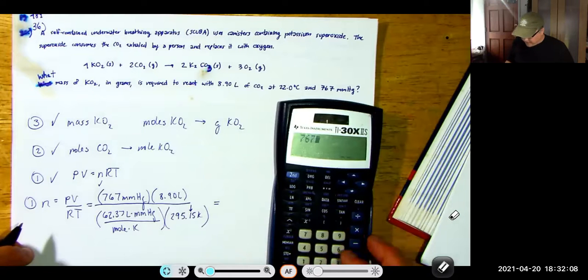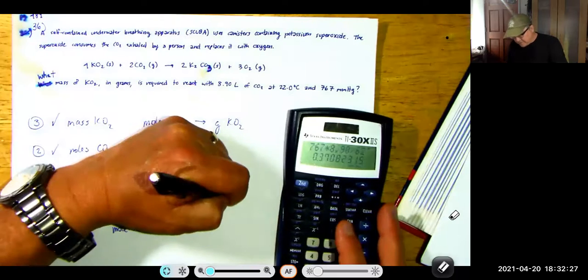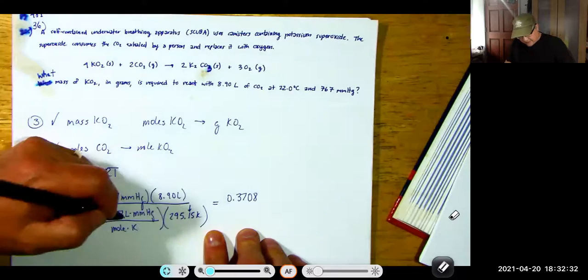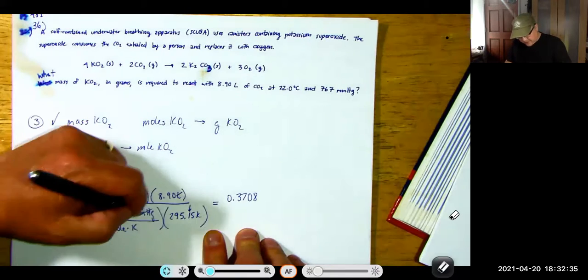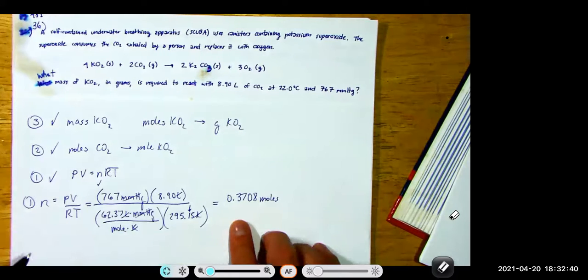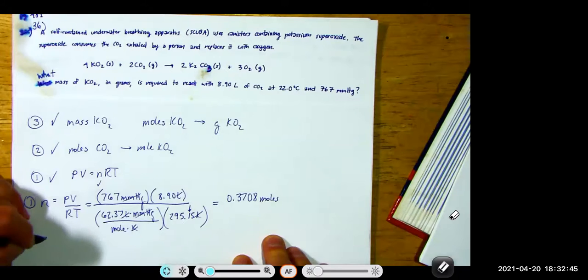767 sounds like an airplane. So 8.90 times 767 divided by 62.37 and divided by 295.15, and I get 0.3708. And when you cross out all the things that cross out, like the liters, the millimeters of mercury, the K, our answer will be moles. That's CO2. Right. And we have to get the moles of potassium superoxide and then the grams.